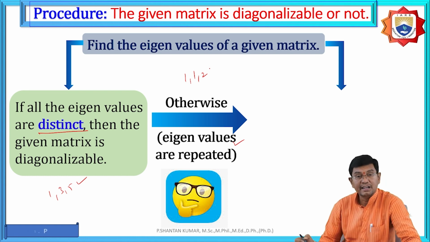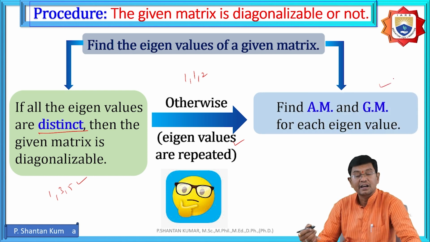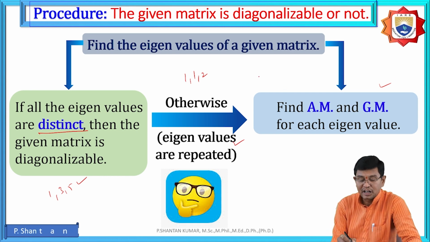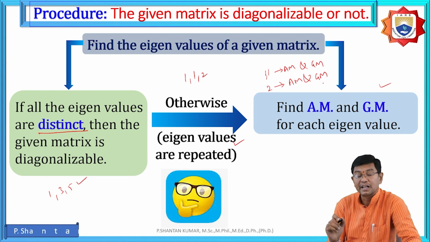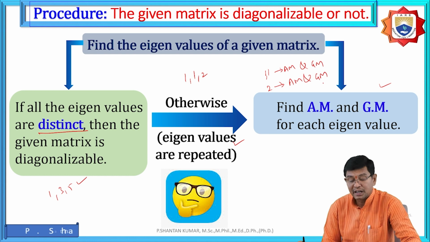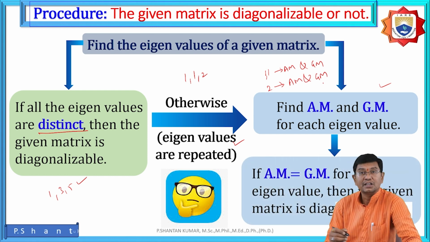Whenever the eigenvalues are repeated like this, we need to find the algebraic multiplicity and geometric multiplicity. For a particular eigenvalue 1, what is the algebraic multiplicity and also the geometric multiplicity? Similarly, for the eigenvalue 2, what are the algebraic and geometric multiplicities? If the AM and GM are both the same, then the matrix is said to be diagonalizable.